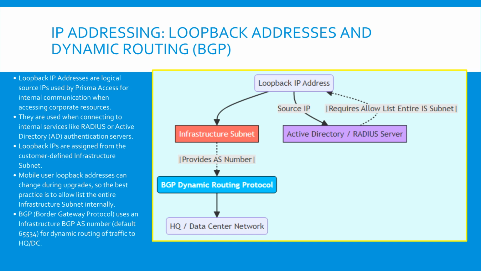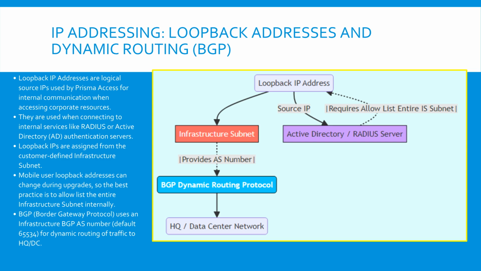This final diagram connects the internal addressing back to routing. The loopback IP is derived from the infrastructure subnet and serves as the internal identifier when Prisma Access needs to authenticate users against internal services like Active Directory or Radius servers. Because these mobile user loopback IPs can change, the internal corporate server must be configured to allow list the entire infrastructure subnet range for reliable access.